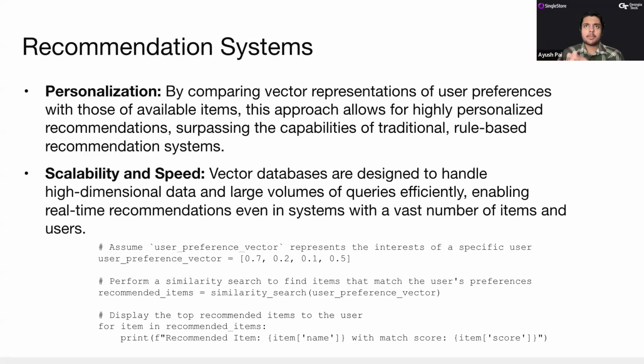And so finally, we have recommendation systems. Again, a very similar approach, where you compare vector representations of user preferences with those of available items. This allows for highly personalized recommendation systems. Again, you would use the user preference vector, do a similarity search, and find items that are similar to that with a very high similarity score.